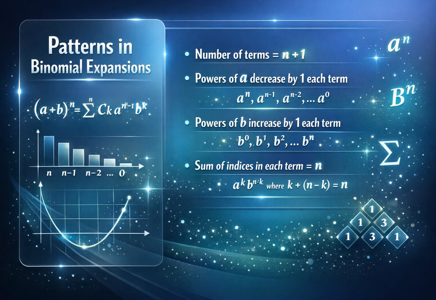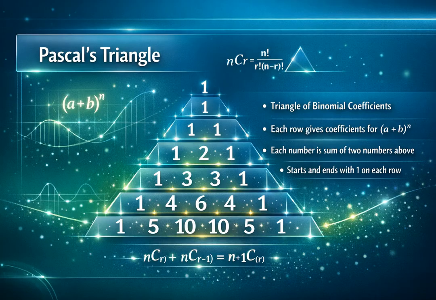The number of terms is always one more than the index, so (a plus b) to the n has n plus 1 terms. Powers of a decrease by 1 in each successive term. Powers of b increase by 1, and importantly, the sum of the indices of a and b equals n in every term. Pascal's triangle is a beautiful arrangement of numbers.